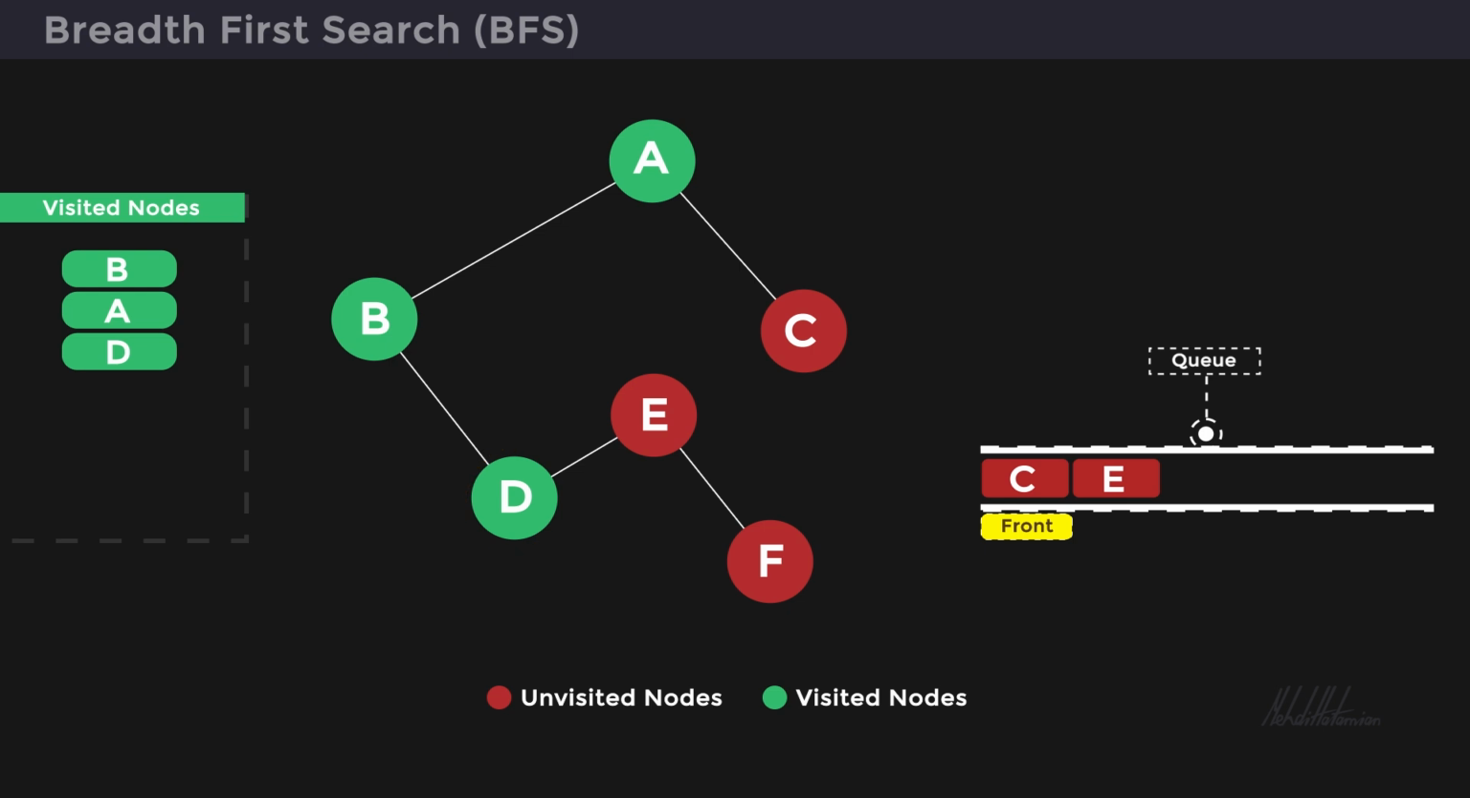Now process C. C has no adjacent nodes, so simply add it to the visited list. Then process E. E's adjacent node is F, which we add to the queue. Mark E as visited. And finally, F is processed and added to the visited list. At this point, the queue is empty and the traversal is complete.